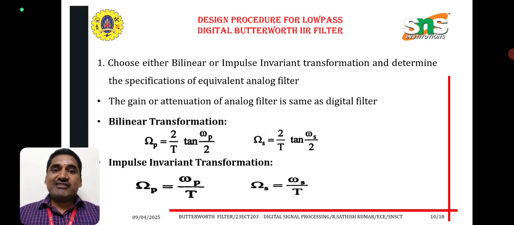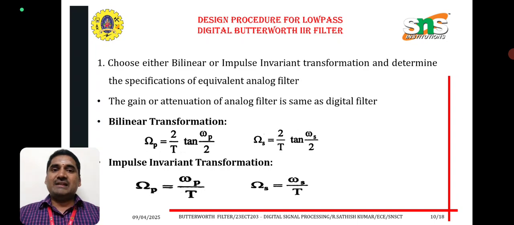Design procedure. First, for a given Butterworth digital IIR filter, we choose either bilinear or impulse invariant transformation and determine the specifications of the equivalent analog filter. In case of bilinear transformation, ohm p is equal to 2 by T into tan of omega p by 2, and ohm s is equal to 2 by T into tan of omega s by 2.